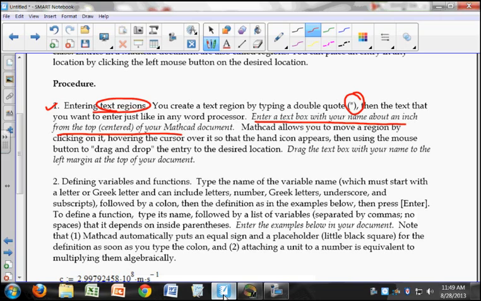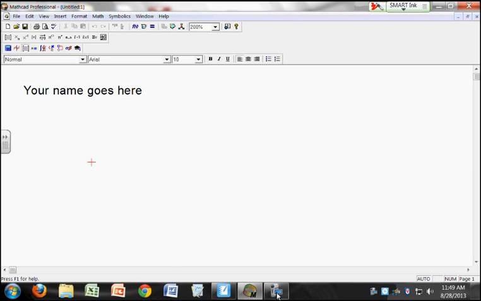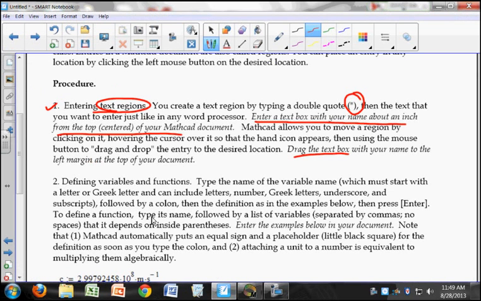What else do we need to do? So let's drag the text box to the left margin at the top of the document. Let's do that right here. Okay. And the next thing we need to learn is how to define variables and functions. Defining a variable and a function simply means you're telling Mathcad how to calculate that variable or function.